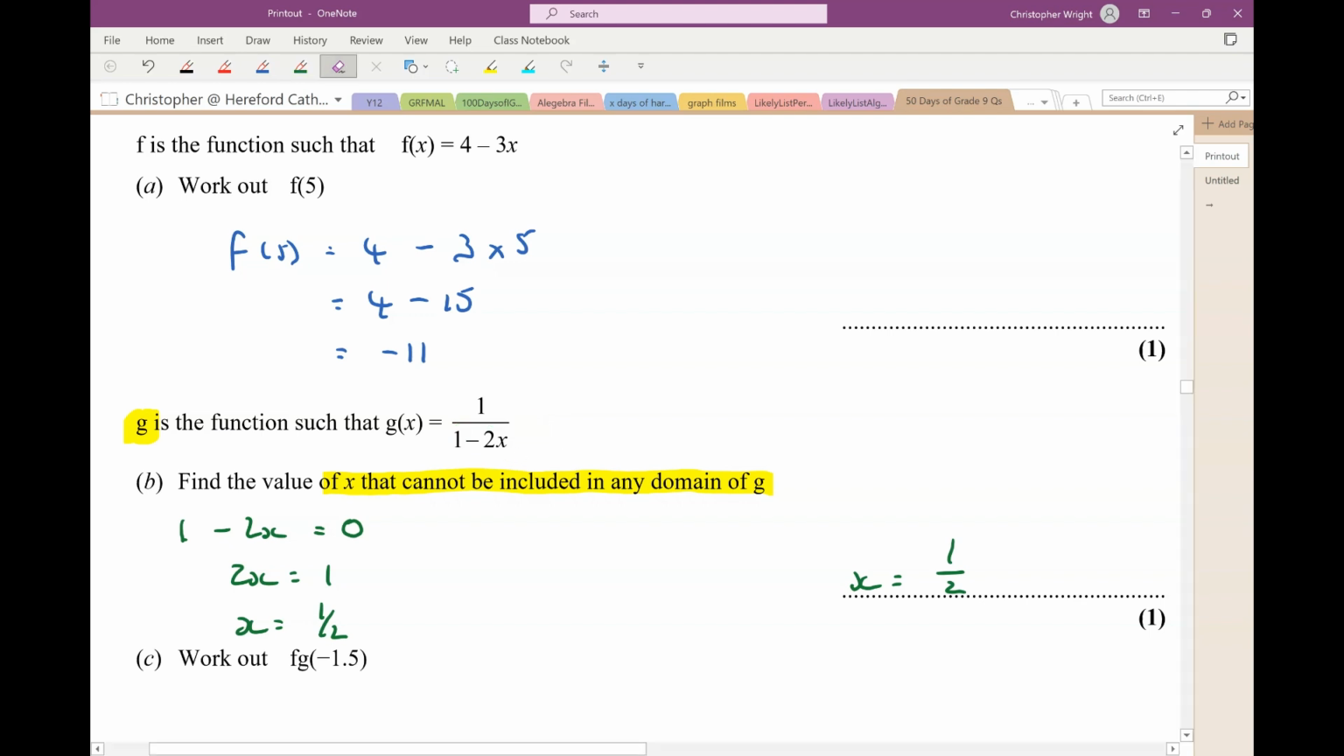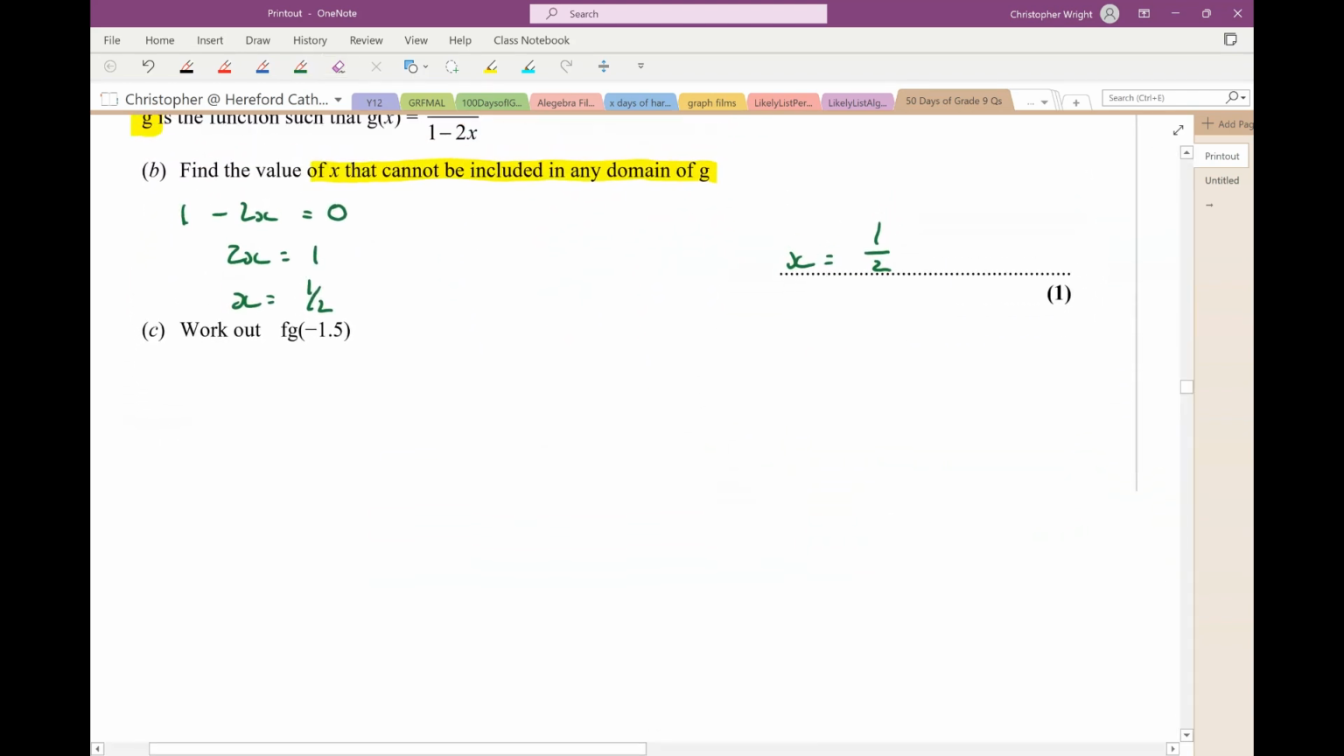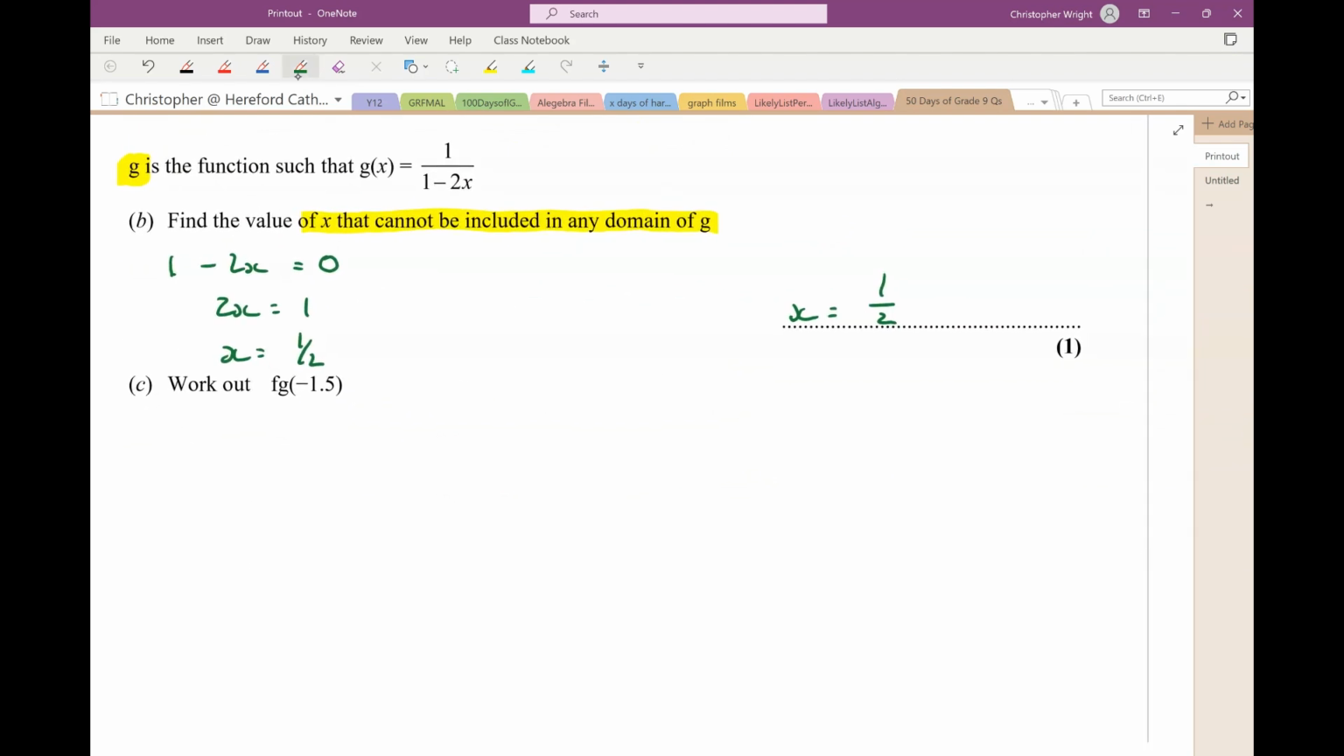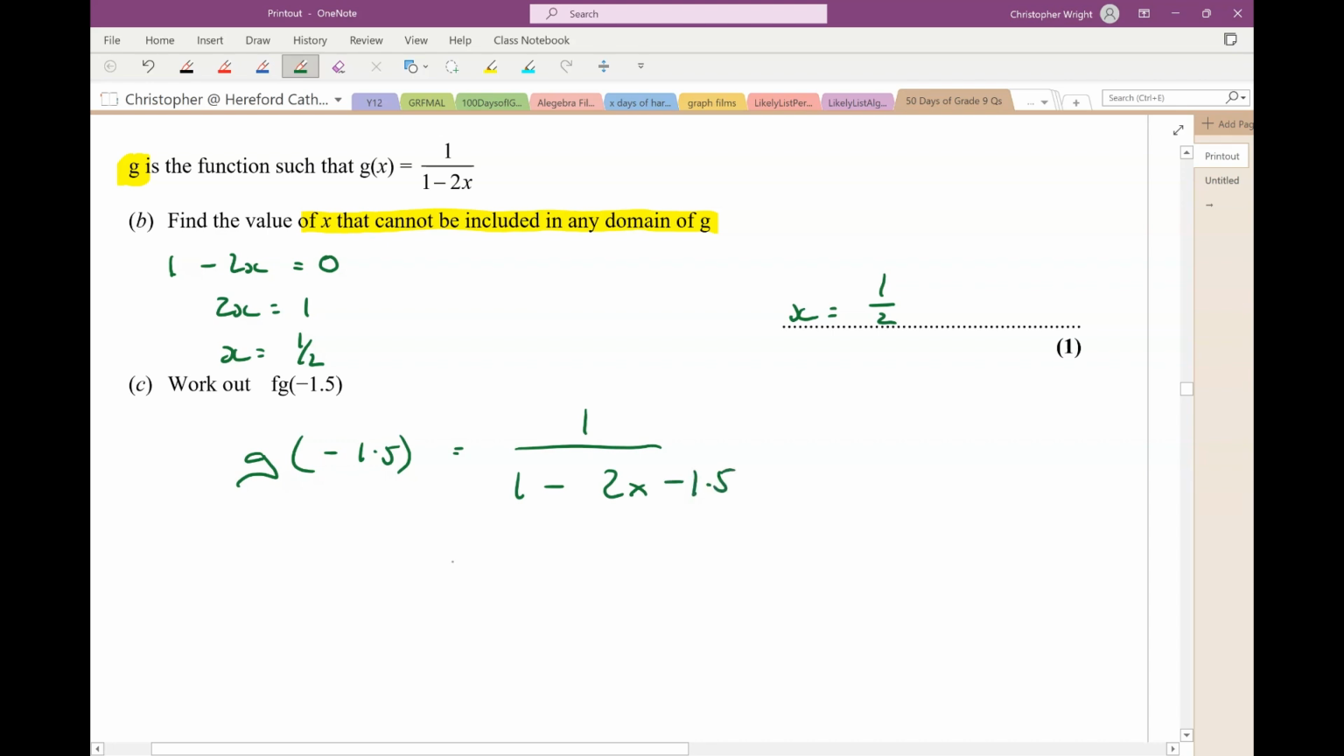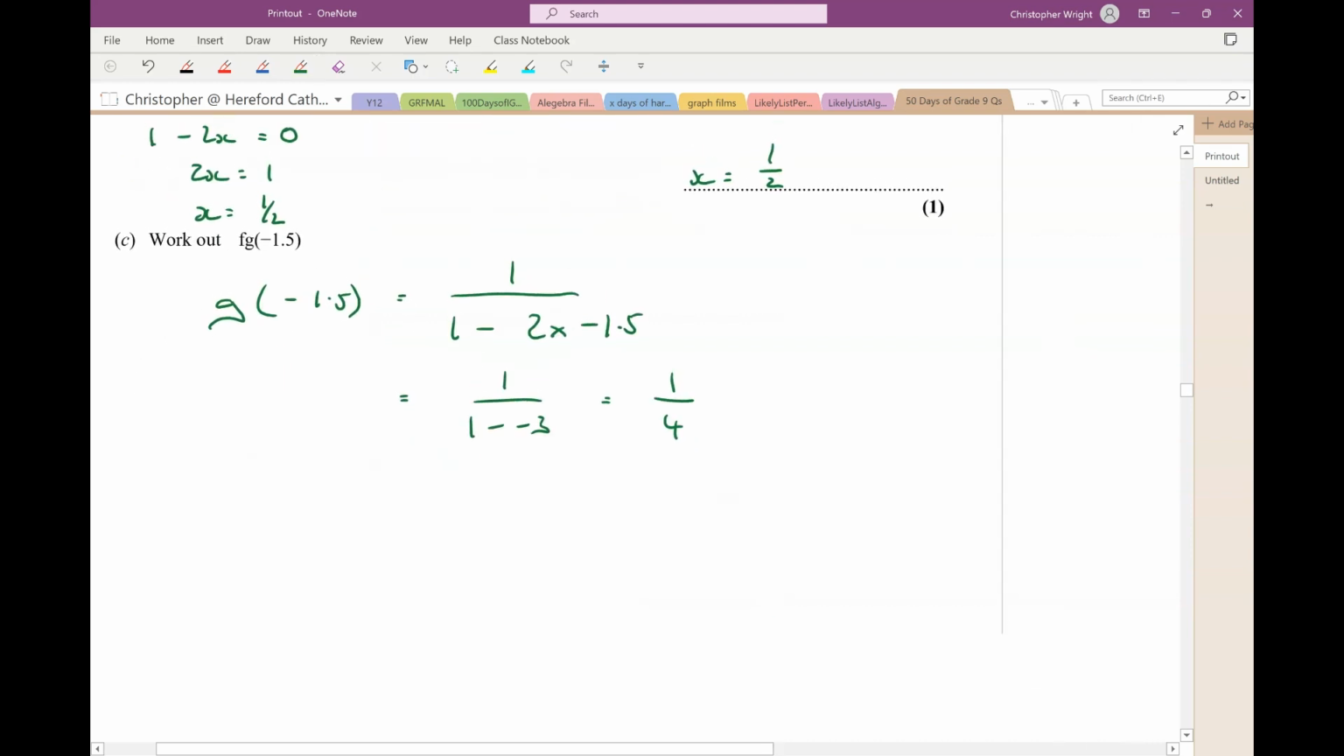Okay. Part C. Work out fg of minus 1.5. So first of all, I'm going to g minus 1.5, and then I'm going to f the result. Now the g of minus 1.5 is 1 over 1 minus 2 times minus 1.5. You can put that in a calculator as long as you're careful with your signs. It's 1 over 1 minus minus 3. Well that's 1 over 4. So it's a quarter. So the g of minus 1.5 is a quarter.